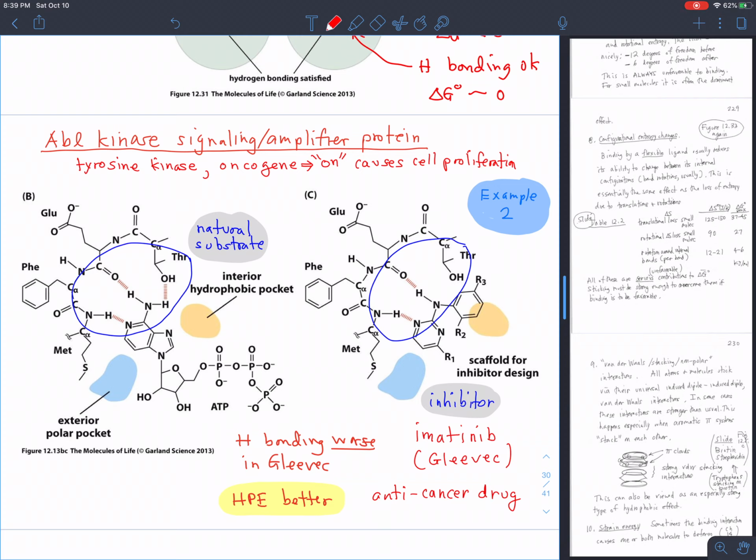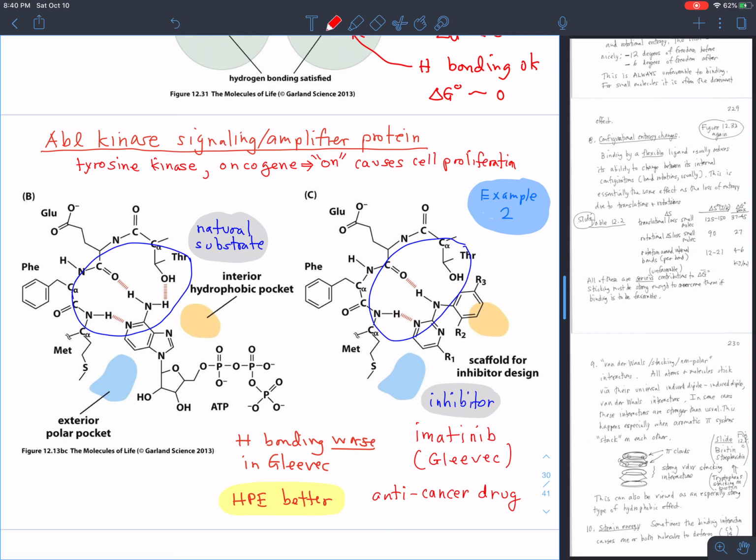Here is another molecule that binds substrates. This is the ABL kinase. It's implicated in cancer. It's an oncogene. When this guy gets turned on, it's a tyrosine kinase, it starts phosphorylating things. That's a signal which gives rise to a cascade of other signals that eventually causes cell division or cell proliferation. And that can happen in an uncontrolled way. That causes the growth of cancer.